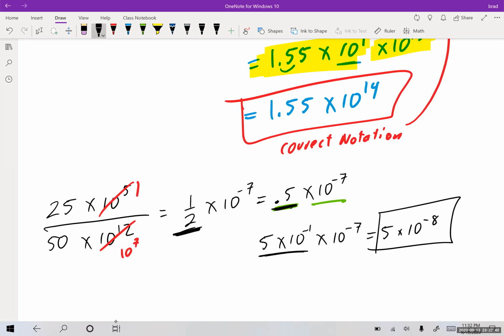Let me write that a little bit better. 5 times 10 to the negative 8 would be another way to do this problem. Okay, so once again, if they ask you to write your answer in scientific notation, you've got to be a little bit more careful.